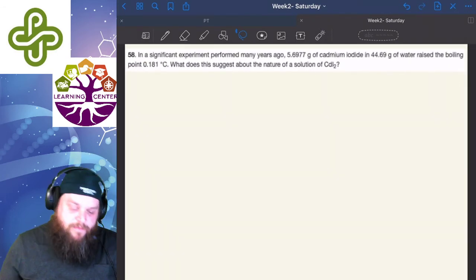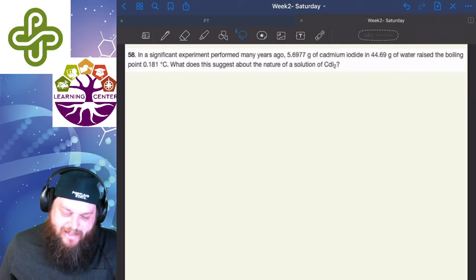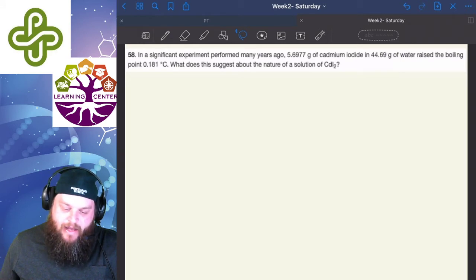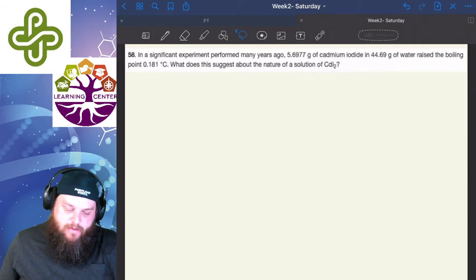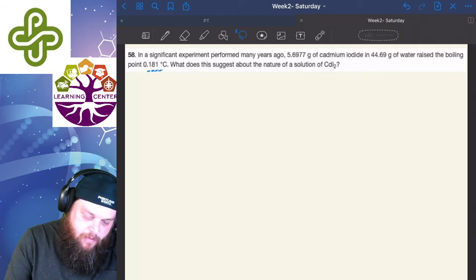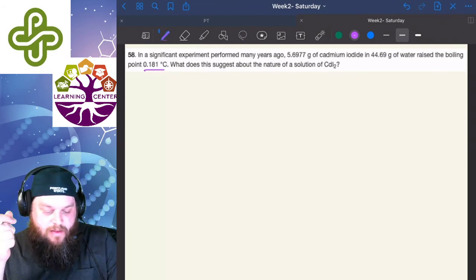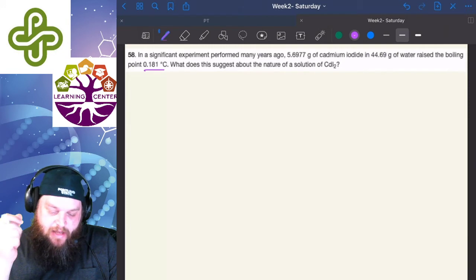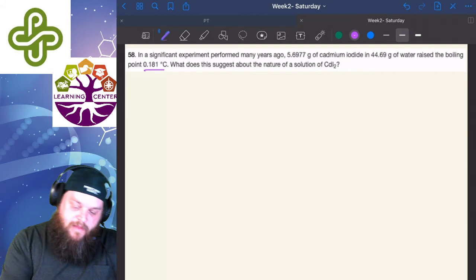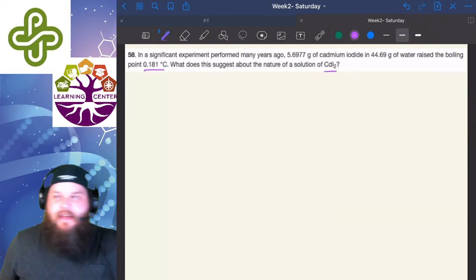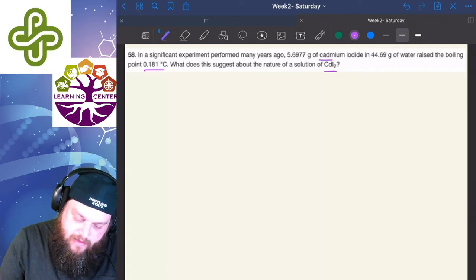So this next one: in a significant experiment performed many years ago, 5.6977 grams of cadmium iodide in 44.69 grams of water raised the boiling point by 0.181 degrees Celsius. They ask, what does this suggest about the nature of the solution of cadmium iodide? It says CdI2, just to give us a hint on the molecular formula. We should be able to determine that based on the name.